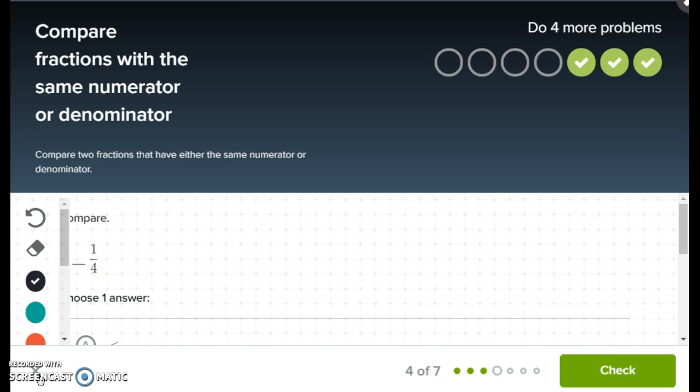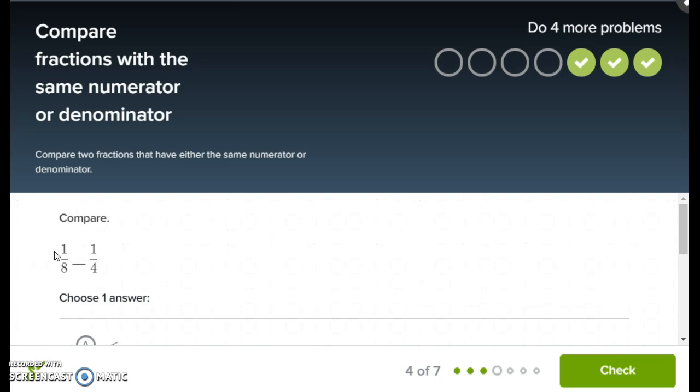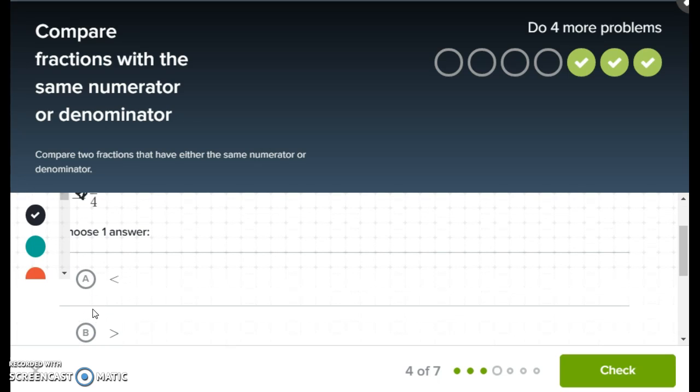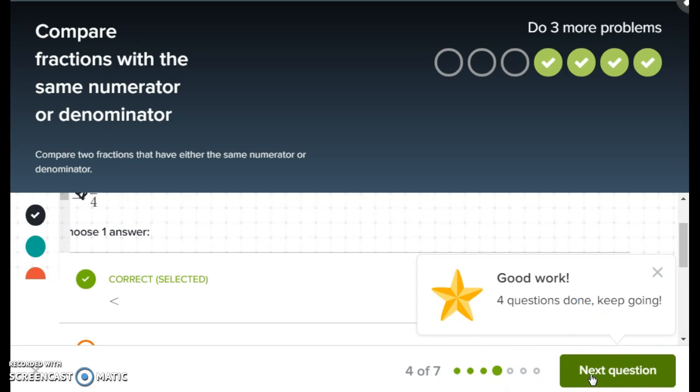So now we have to compare again, and this one also has the same numerator. 1 over 8 has a smaller portion than 1 over 4. So that means that 1 over 4 is greater. So now we know the answer is greater, or lesser, or less, if you like to call it.